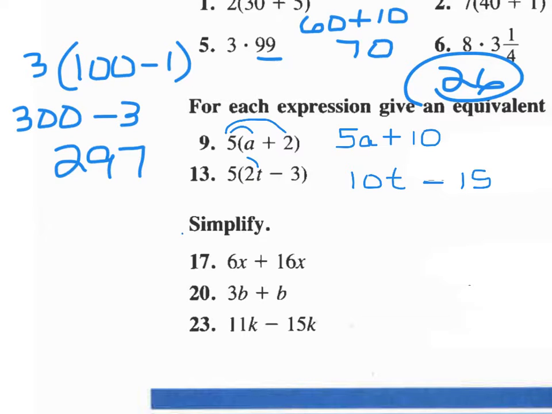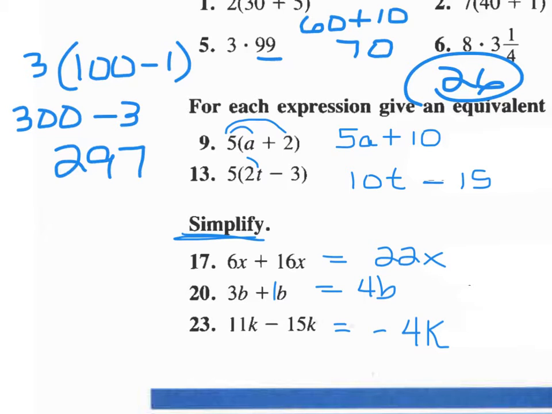When the instructions say to simplify, all we're going to do is group our like terms here. So notice they both have the letter x, so I can just add 16 and 6 and get 22x. Anybody know what we would get on number 20? 4b, good. We assume that there's a 1 in front of that b. And then 23 we would subtract. We're actually going to get a negative number here. So 11 minus 15 gives me negative 4k.